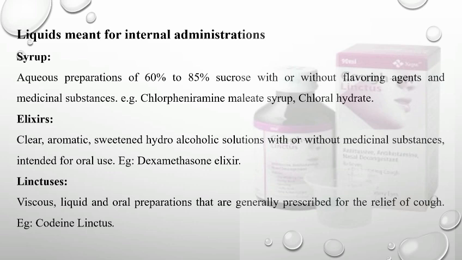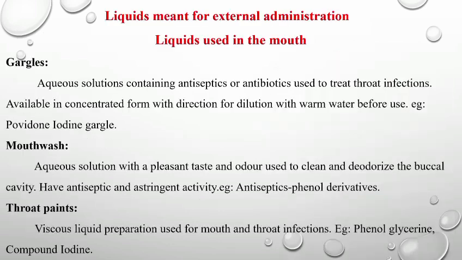Next one is elixirs. Elixirs are similar to syrups, but they are clear, aromatic, sweet and hydroalcoholic solutions with or without medicinal substances. For example, dexamethasone elixir. Next is linctuses. Linctuses are viscous liquid oral preparations that are generally prescribed for the relief of cough. Example, codeine linctus. In the last slide, we discussed the liquids meant for internal administration. Here we are going to discuss the liquids meant for external administration.